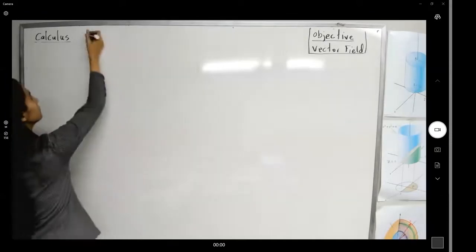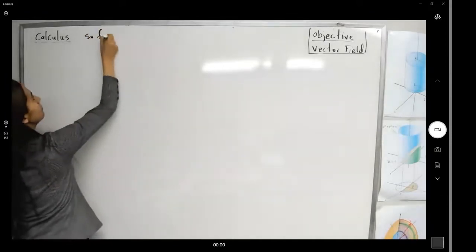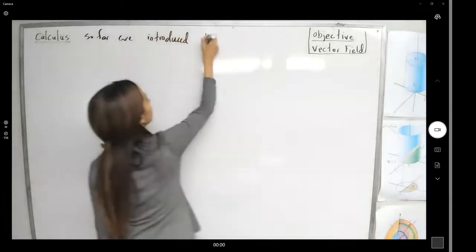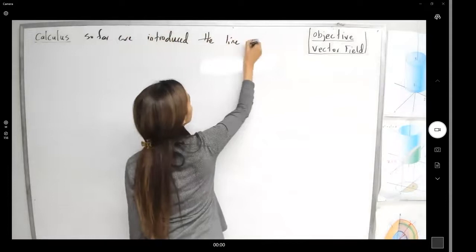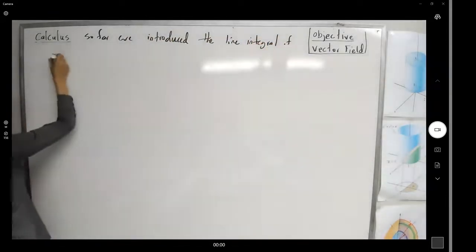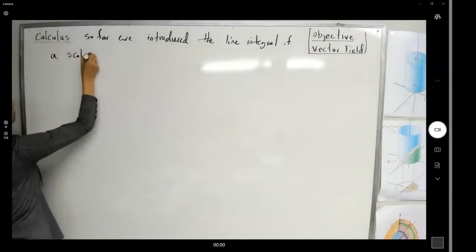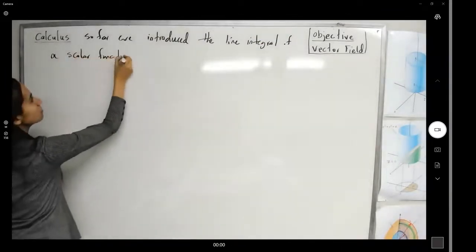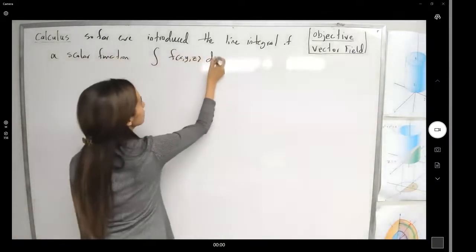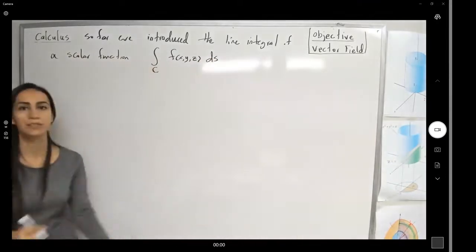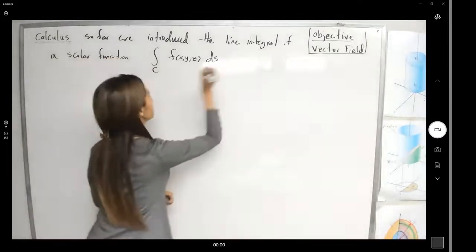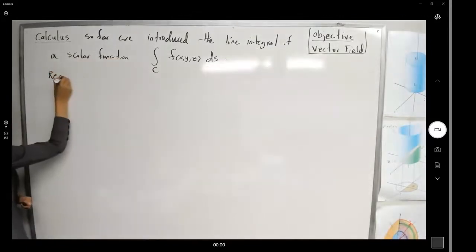So far, we introduced the line integral of a scalar function, like the integral of f of x, y, z ds over curve C, a smooth curve C. Remember that. Recall that.